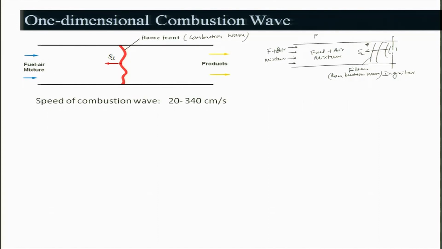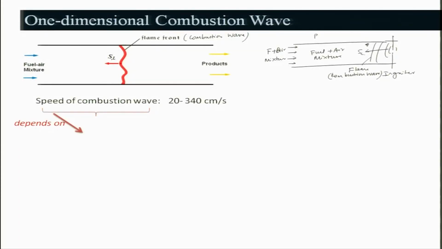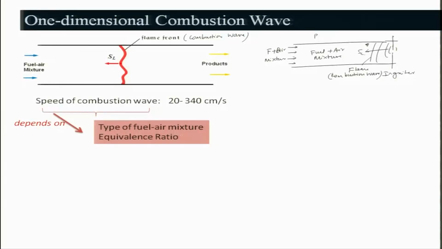Of course, this depends on whether it is fuel air or fuel oxidizer. If it is oxidizer, then the burning velocity or the combustion wave speed will be higher. And that depends on the type of fuel mixture. If it is methane air, it will be different. If it is carbon monoxide air, it will be different, and if it is hydrogen air or hydrogen oxygen, it will be different. Hydrogen air will have a lower velocity as compared to the hydrogen oxygen mixture, and that also depends on the equivalence ratio, fuel air ratio, whatever it is.